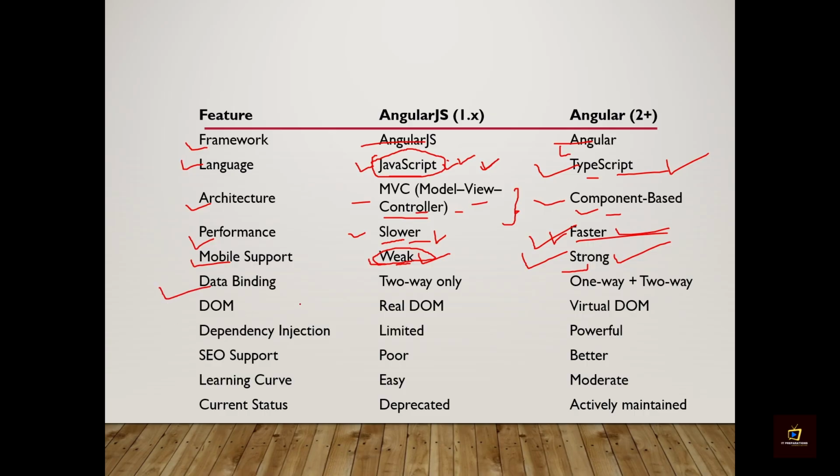AngularJS uses only two-way data binding, and the heavy processing has a performance impact. Angular is one-way by default, and two-way is optional: when we require it, we can implement two-way. So Angular gives better control and performance as compared to AngularJS for data binding. So we can say Angular is better than AngularJS here.